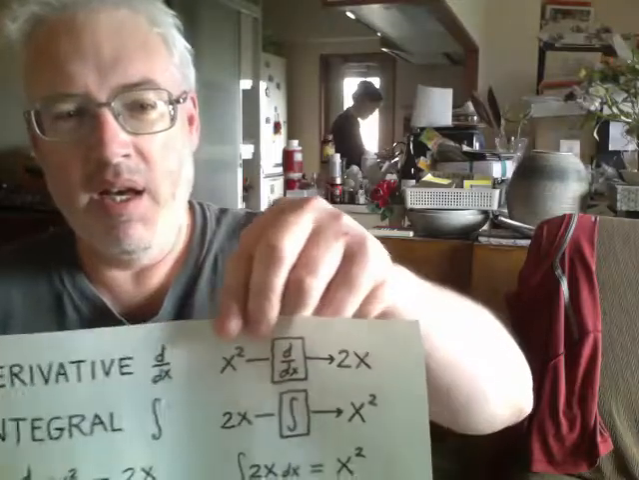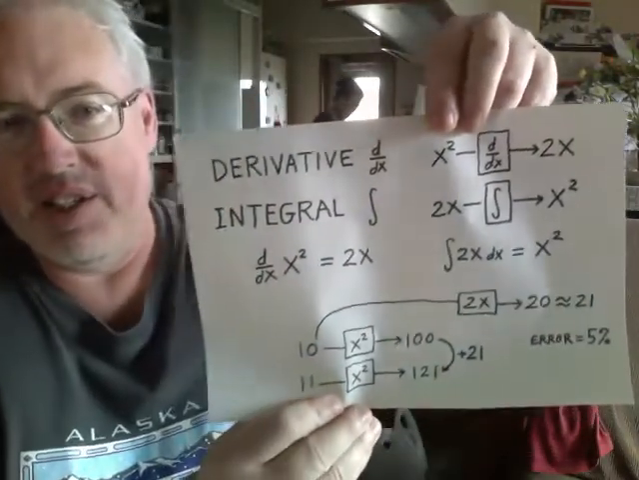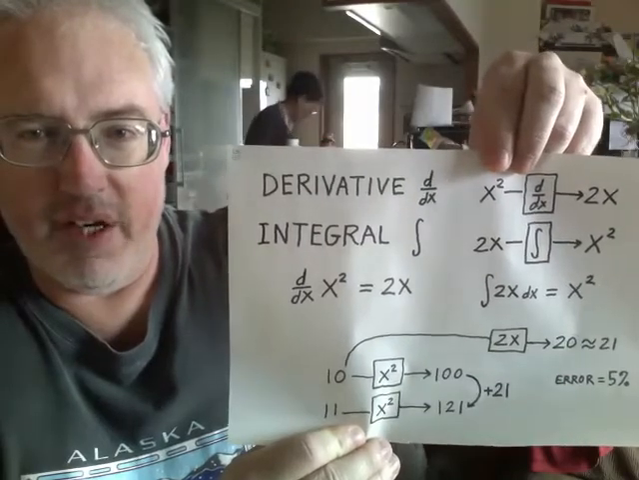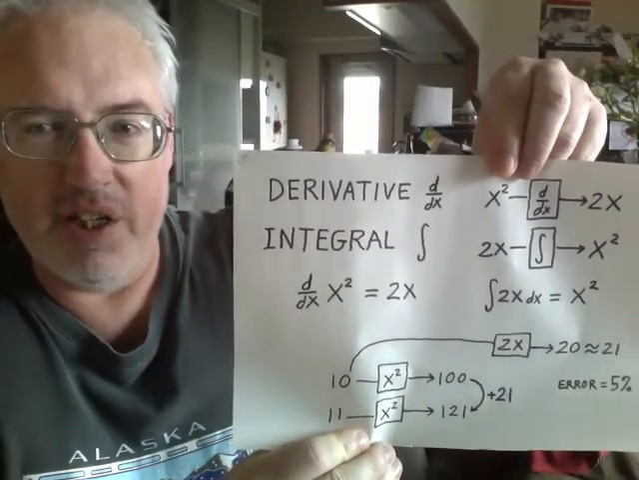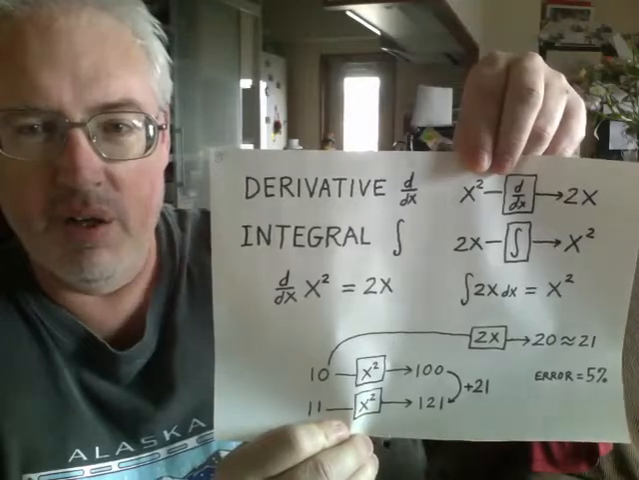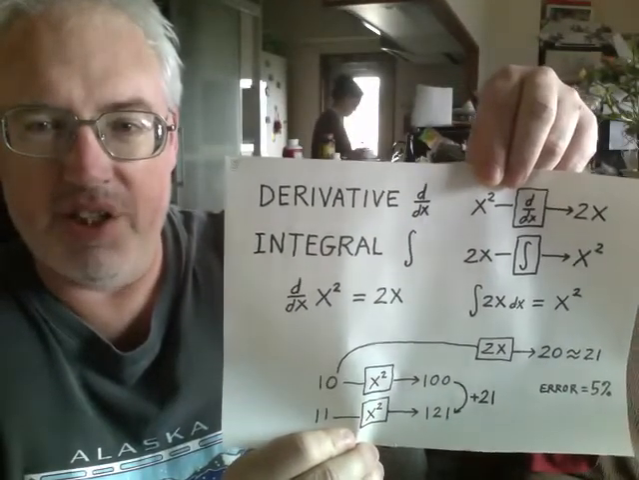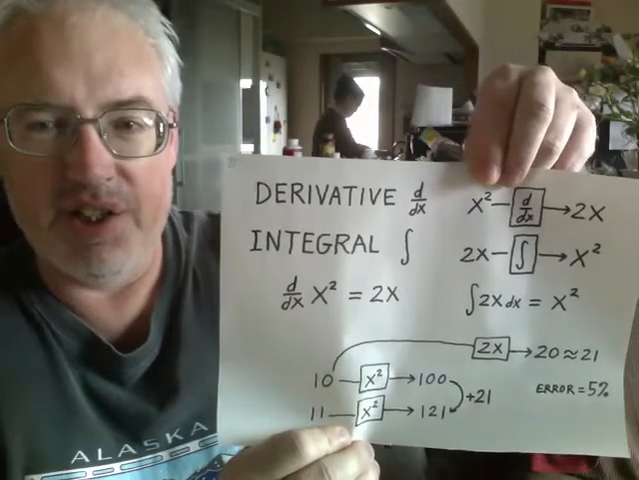I'm going to tell you what calculus is. The main idea of calculus is called a derivative. And a derivative changes one function into another function. And the word for this is an operator. So if we have the function x squared, it changes it into 2x.